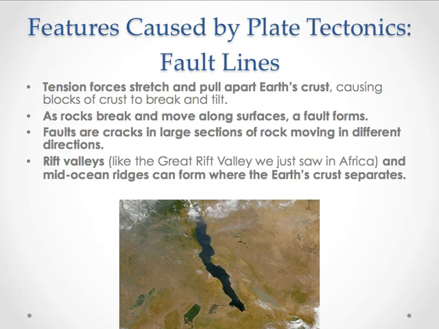So a rift valley, like that awesome Great African Rift Valley that we just saw, and mid-ocean ridges, which form in the ocean, can form where the Earth's crust separates. So that can create a fault line.